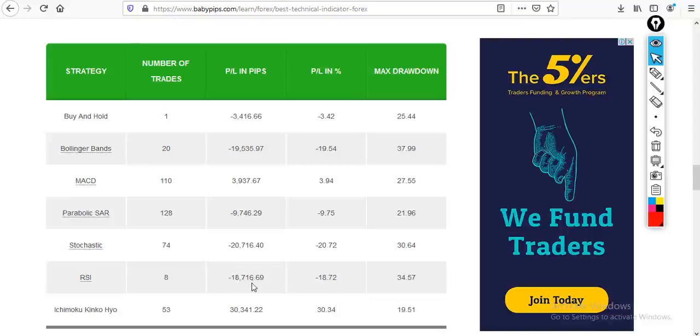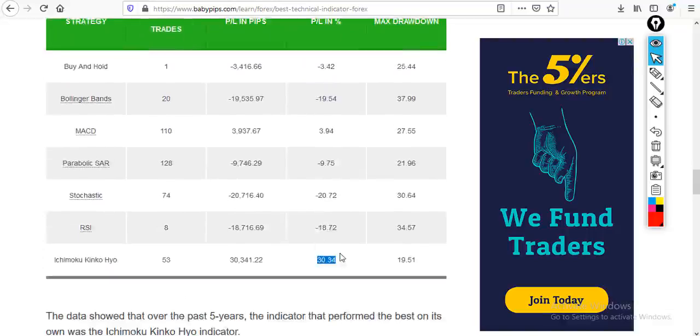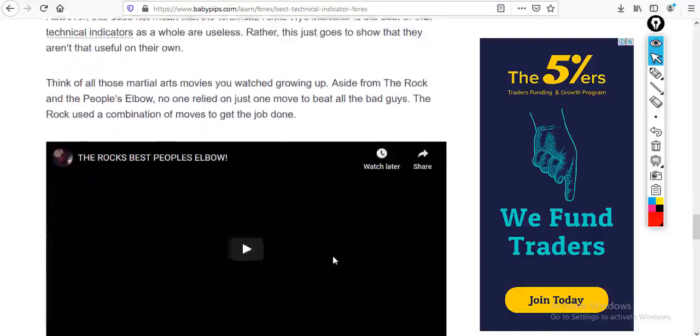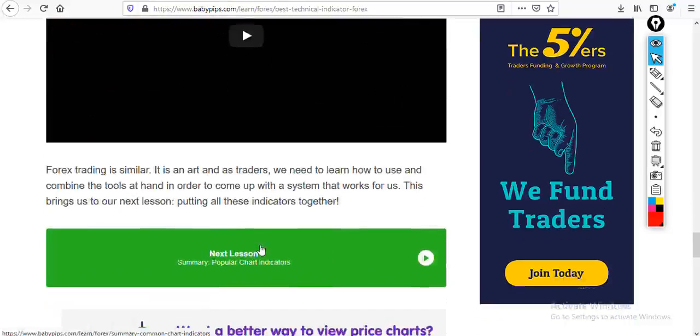However, for the Ichimoku Kinko Hyo, that terrible indicator, that's so ugly, it came out with a massive profit of 30,341 US dollars. So from the backtesting that Babypips did, the Ichimoku Kinko Hyo indicator was the most profitable indicator that they had, right? That came out with good results. And look at profit and loss in percentage: 30% ROI, right? And that shows it is a very good indicator. You can use it if you want to use it. Okay, with a little more practice, you get a better hang of it.